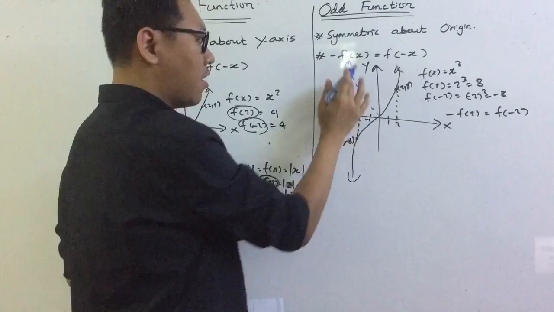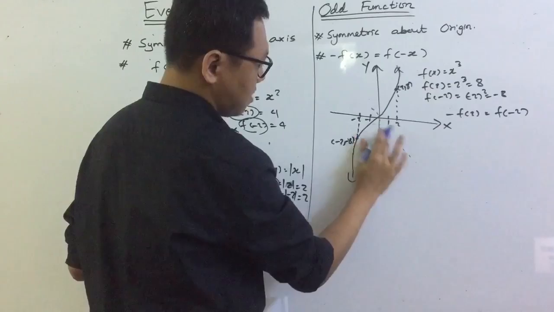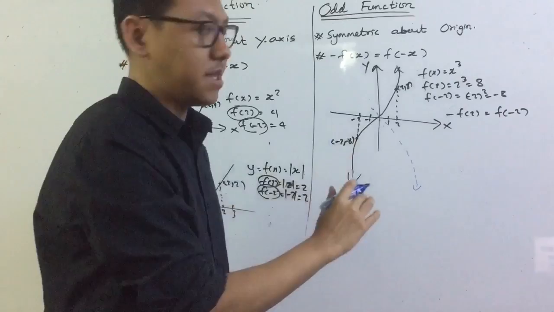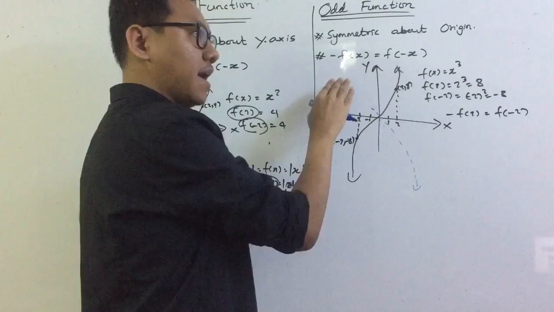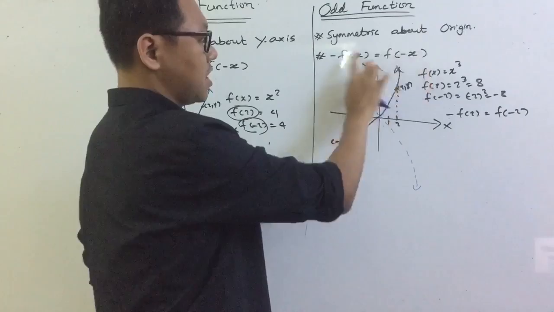Or you can do symmetry in x first. If you go this way, symmetry to the x-axis first, and then y is the same. That is called symmetry to origin. There are two symmetries, okay? Symmetry to y and then to x, or symmetry to x and then to y. And for the formula, use this.